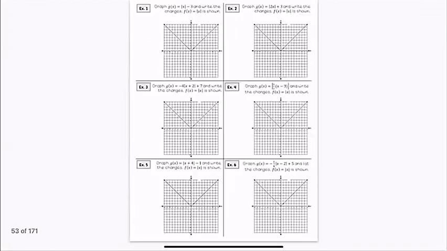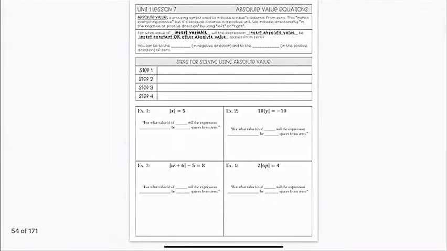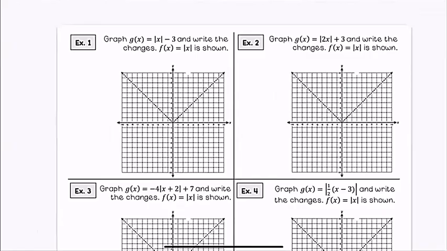One of the classes did a couple of these. One of us did not get to these. So I just want to real quick go over the second page of Unit 1, Lesson 6, Absolute Value Transformations. And then I will go over, obviously, the new lesson that we're doing for today.